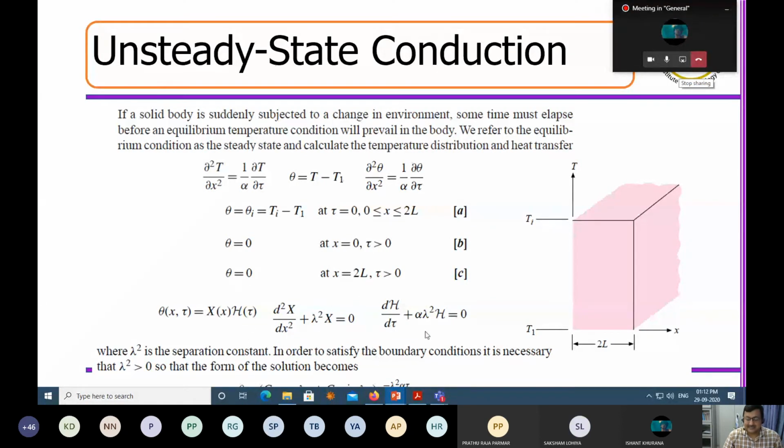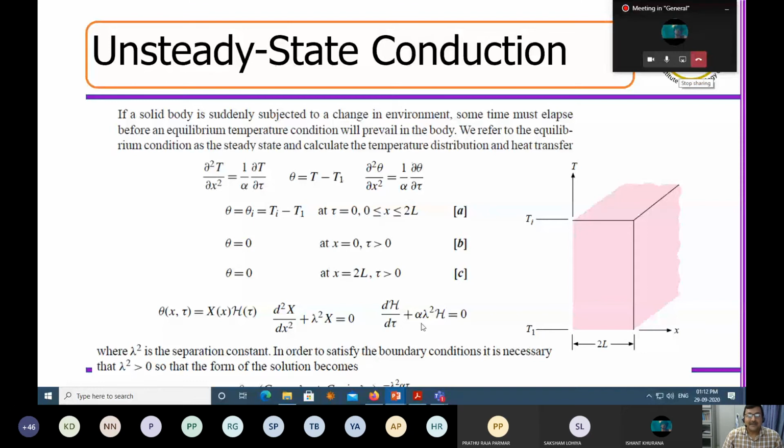I frame two equations just like the way I did for the previous cases, but here you will observe that the time derivative will be single. This will be first order, while this will be second order. So what is the solution you expect? A very simple solution: C1 cos lambda x, C2 sin lambda x, and e to the power minus lambda square alpha t. This is coming from here, and this is coming from here.